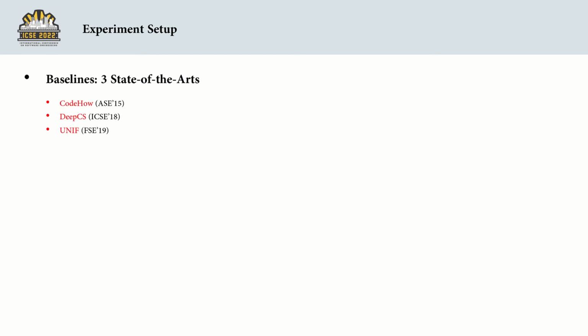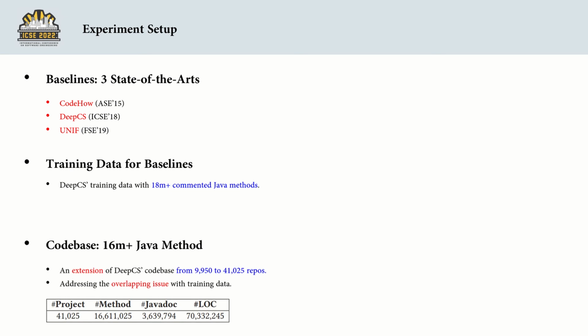To verify the effectiveness of CodeMatcher, we compared it with three baselines, including one information retrieval model, CodeHow, and two deep learning models, DeepCS and UNIF. We trained these two deep learning models using DeepCS training data. We built a large-scale codebase ourselves to extend the scale of the DeepCS codebase and address its overlap with the training data. Finally, we obtained more than 16 million code methods as our codebase.